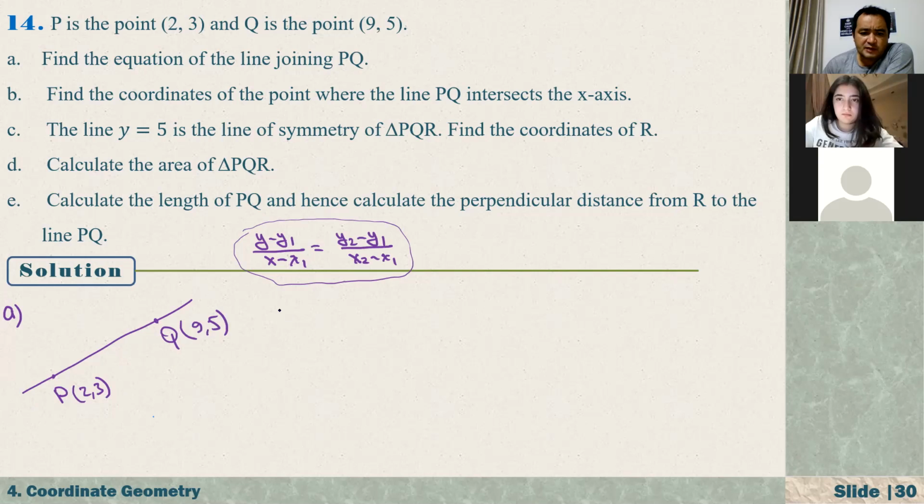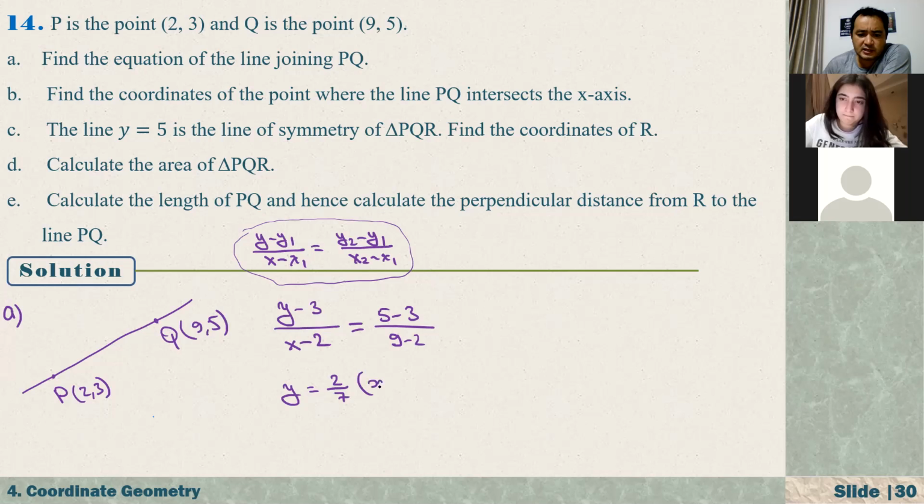So if you substitute here, y minus y1, that is 3, over x minus x1, that is 2, equals y2 minus y1, here we have 5 minus 3, over x2 minus x1, that is 9 minus 2. Now, if you simplify this, we get y minus 3 equals 5 minus 3, which is 2, over 9 minus 2, which is 7. So we have 2 over 7 times (x minus 2). And also here we have negative 3, right? Take it to the right-hand side, and we will have plus 3.